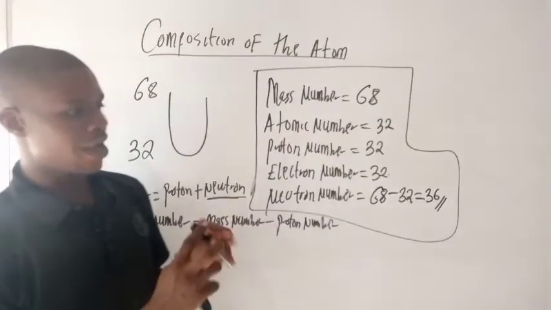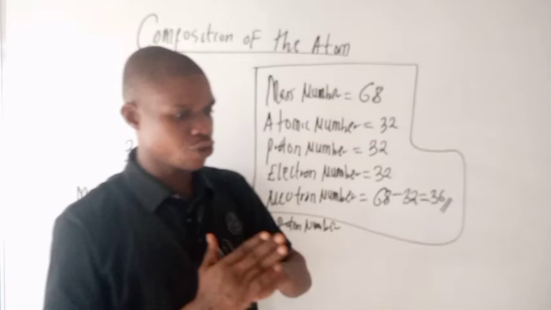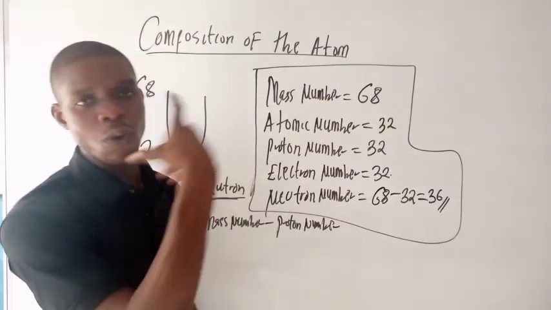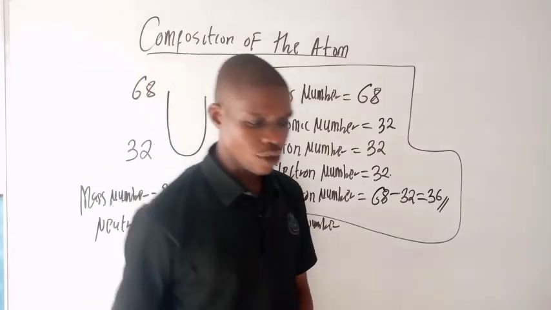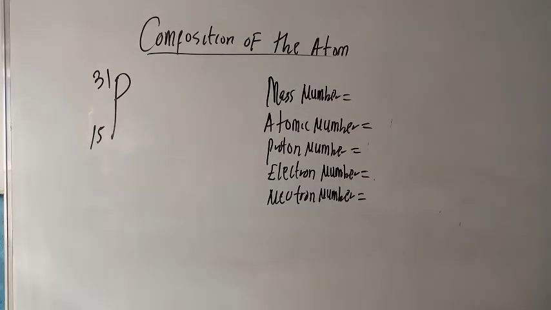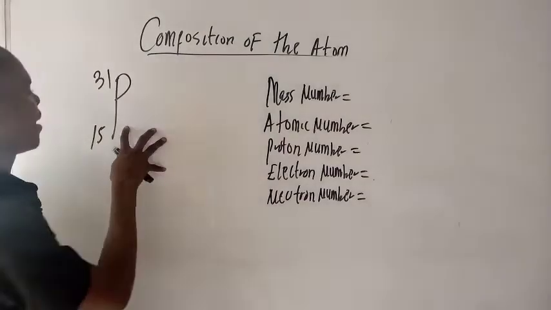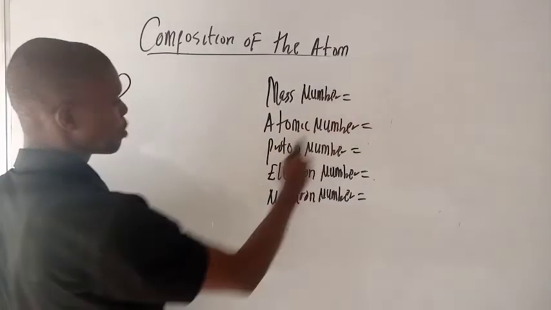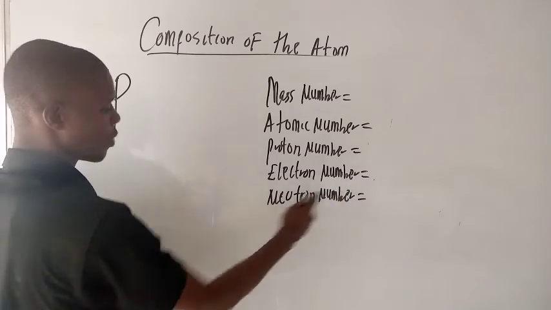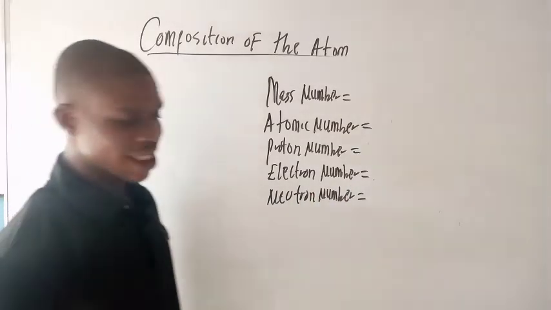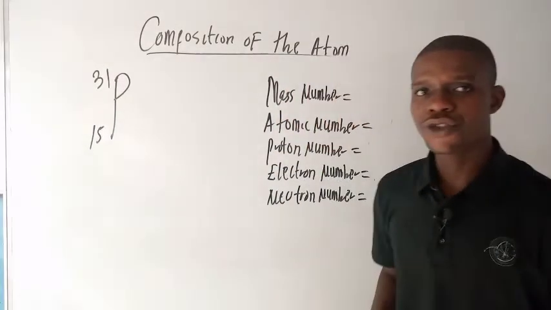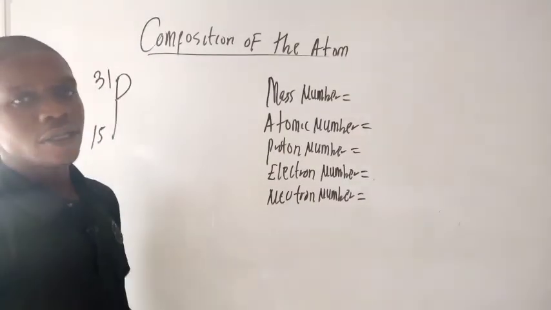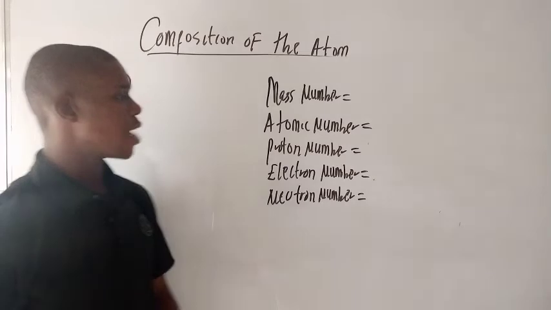So whenever an element is given to you, you'll be asked to get all of these. It's very easy to do. So I'll put one on the board, then comment your answer in the comment section. Look at this guy here: phosphorus, which is P, with 31 here and 15 here. What is the mass number? What is the atomic number? What is the proton number? What is the electron number? What is the neutron number? Go ahead, pause the video and do it. Let me see what you can do, and comment your answer in the comment section.